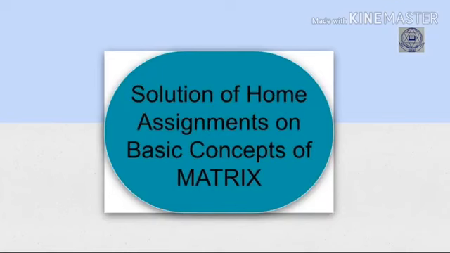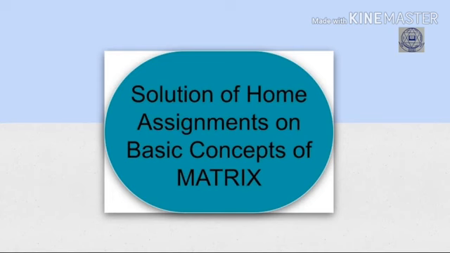Today I am here with this video as the second part of my video on the basic concept of matrix. This video is entirely based on the home assignment that I gave you in my previous video. In my last video, I gave you 4 questions related to the basic concept of matrix. So, here I am going to solve them and revise my previous video as well.